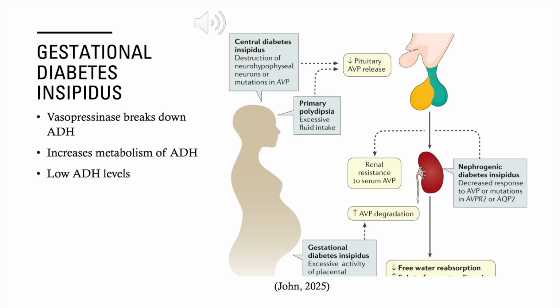Gestational diabetes insipidus occurs in late pregnancy due to the placenta producing vasopressinase, an enzyme that breaks down ADH. This increases the metabolism of ADH, resulting in low levels as it's being destroyed faster than it's being secreted. Paramedics should consider this in pregnant individuals with unexplained dehydration, polyuria, and no excessive glucose in the urine.